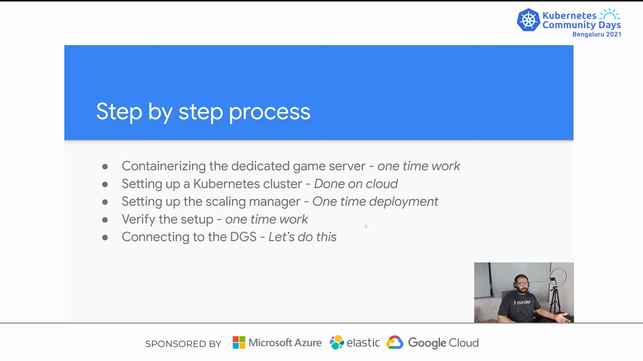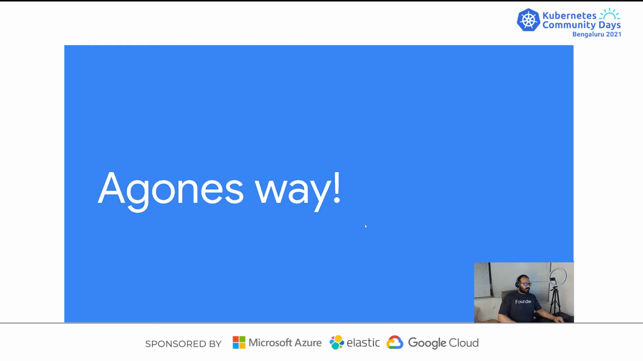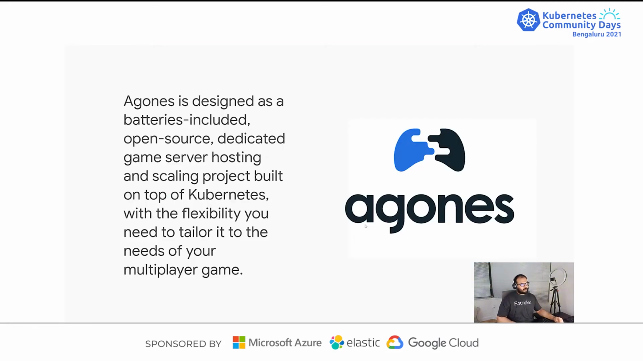But there is an alternative way of doing this. That's called Agones. Agones is an open source project, a batteries included open source dedicated game server hosting and scaling project built on top of Kubernetes. The key challenge here is that you have a lot of requirements, like if your players come from different places and you cannot anticipate this. You have to be ready with this. So Agones can scale your game servers much faster.